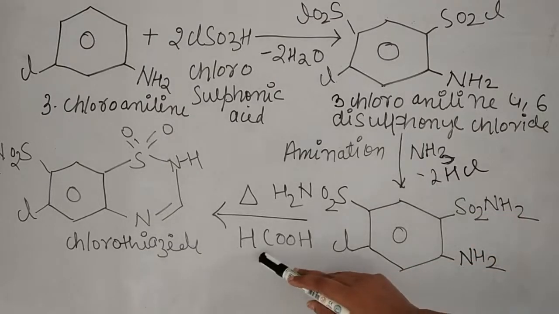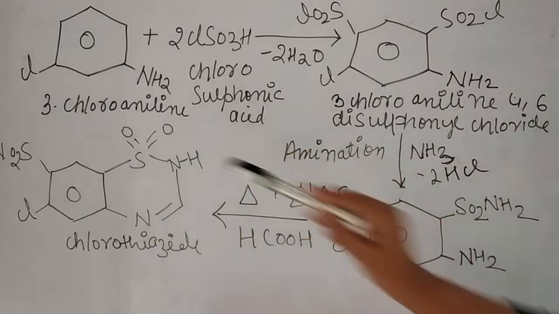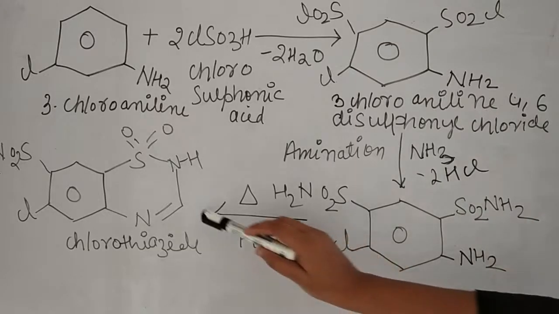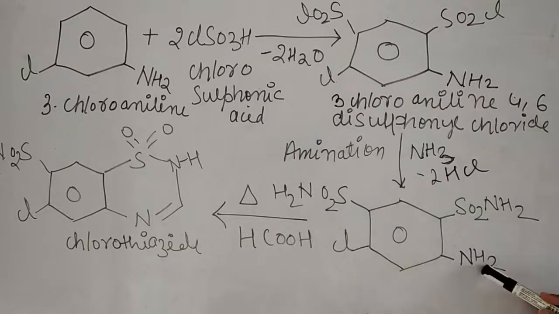Next, in the presence of formic acid and heat, the cyclization process will take place and you can see SO2NH2 here, and this CH. Here you can see CH will form. So here the cyclization process will take place and the formation of chlorothiazide will occur. So this is the synthesis of chlorothiazide, which is a thiazide derivative.